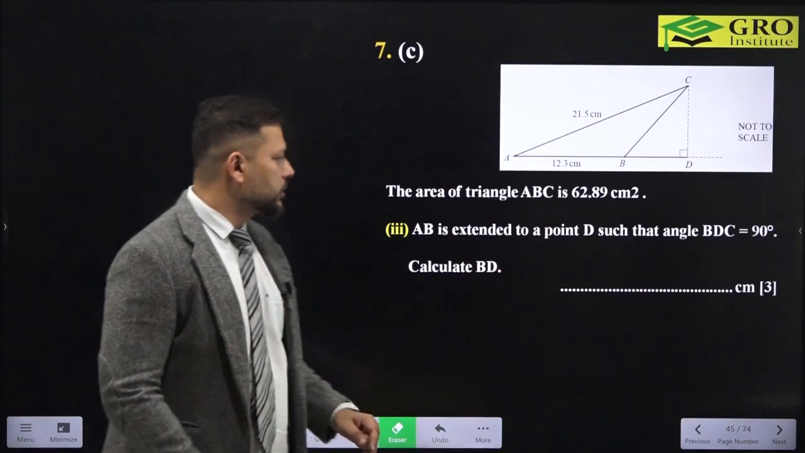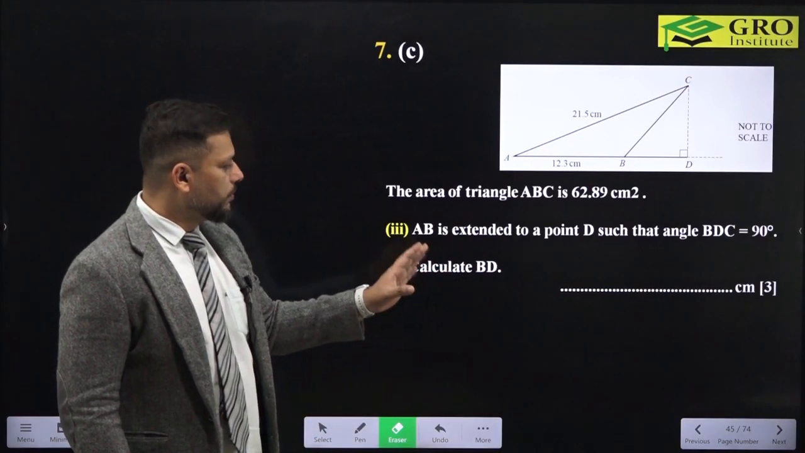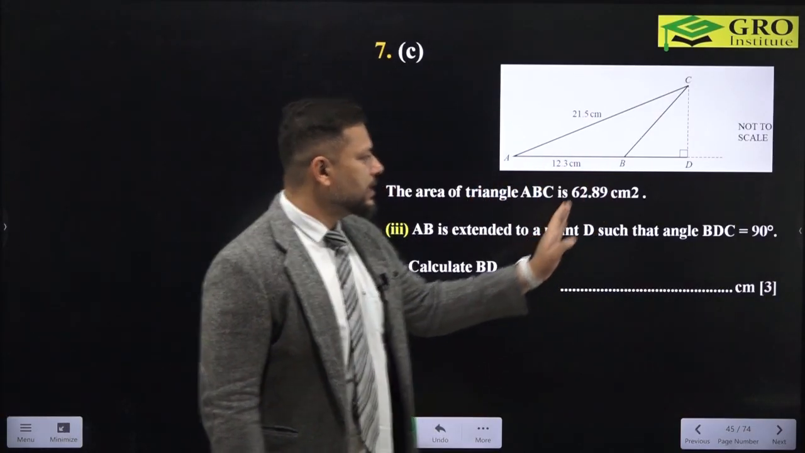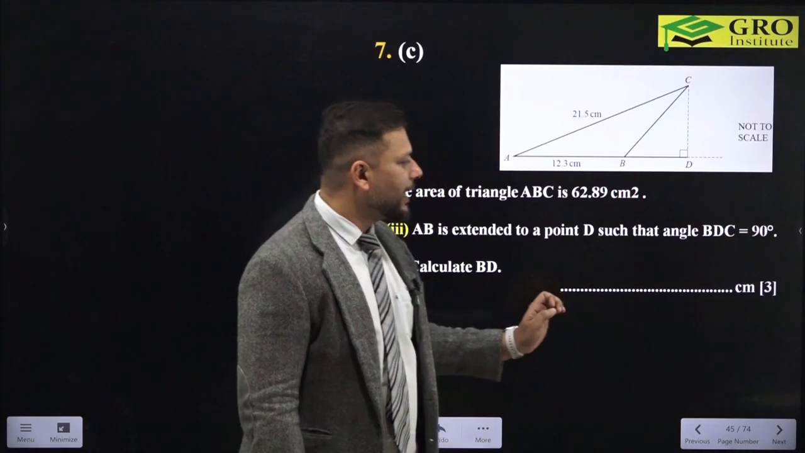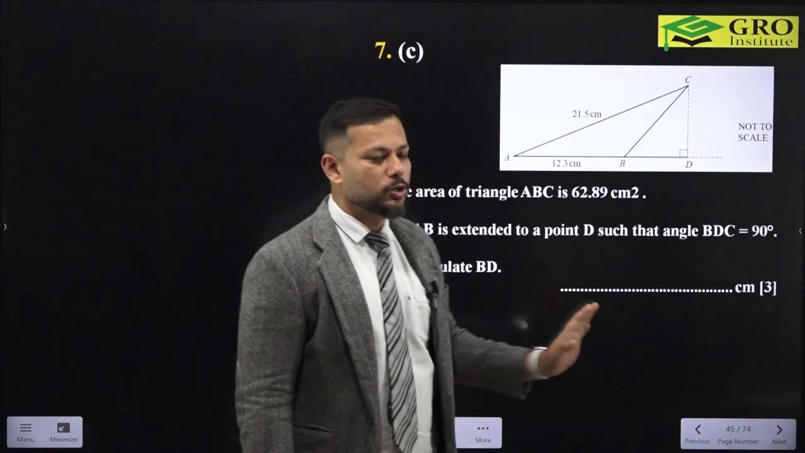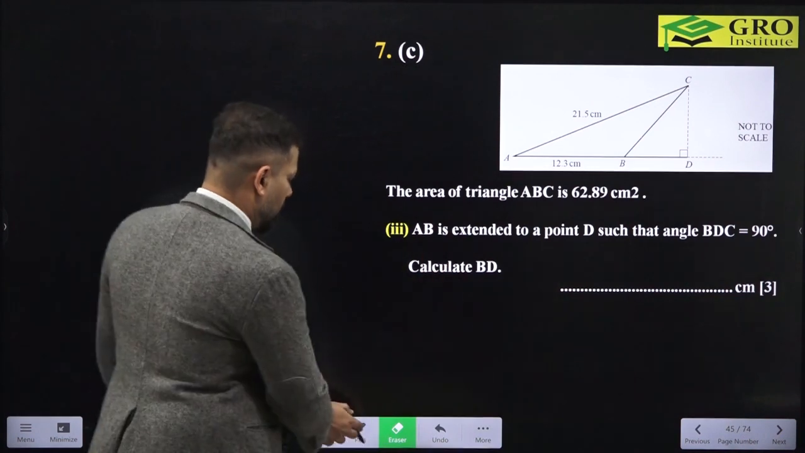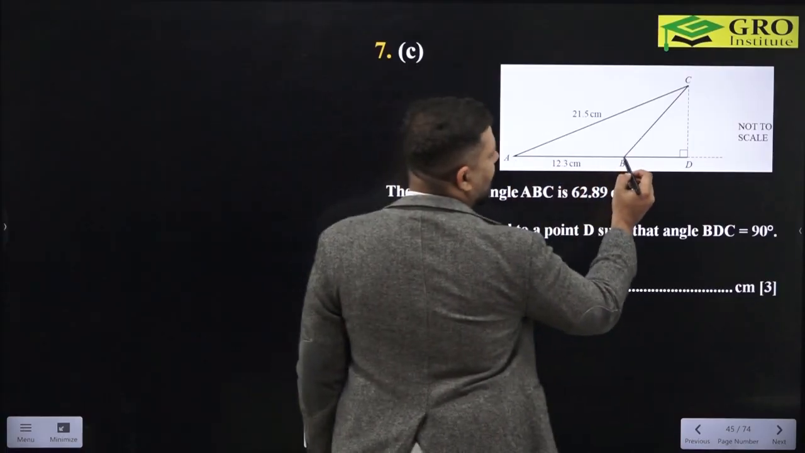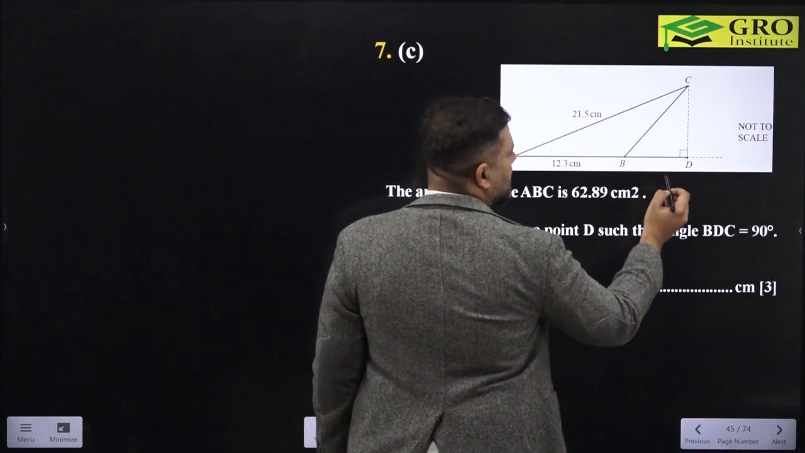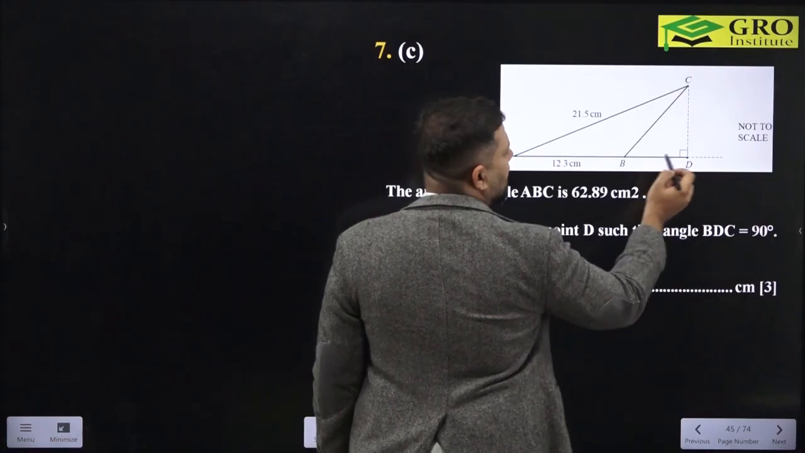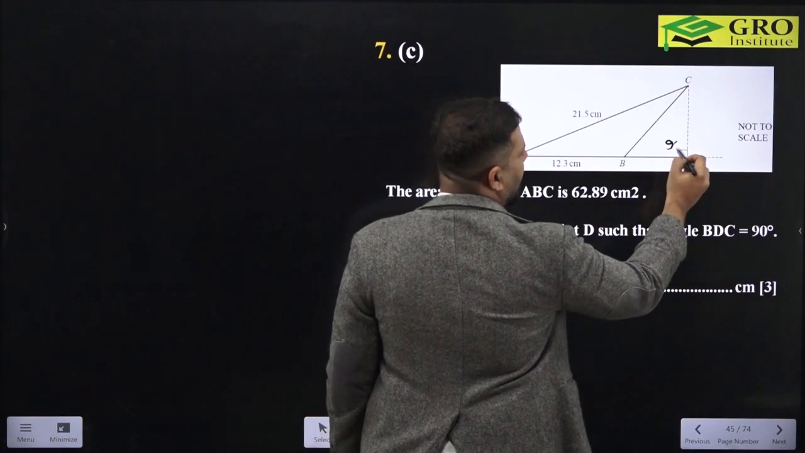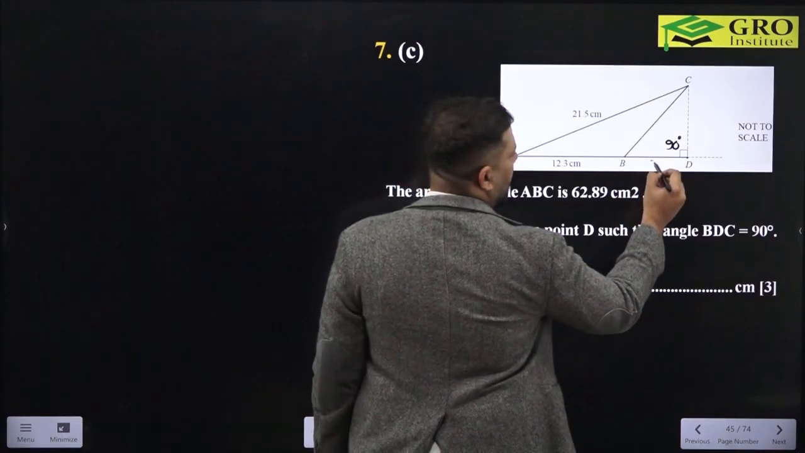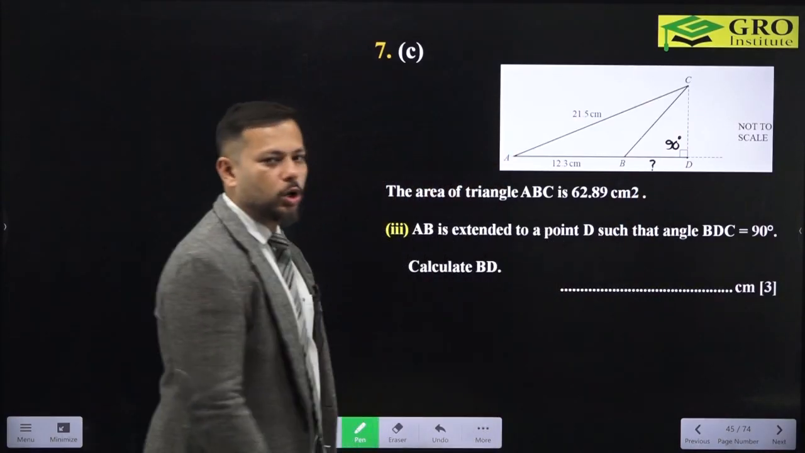So this is the next part of the same question. We have to find out a missing value wherein this side AB is extended to a point D such that the angle BDC is equal to 90 degree. Calculate BD. What has happened, guys? When we see over here, this side AB is extended to point D such that when this D is joined with C, angle BDC is 90 degree. Right? We have to find out the length of this side BD. This BD is not known to us.